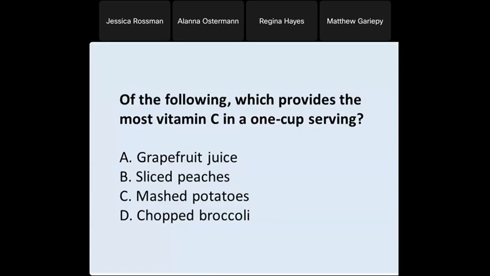So let's try out the process of elimination. You may not know much about this topic, but let's answer it using this strategy. Here's the question. Of the following, which one provides the most vitamin C in a 1-cup serving? A, grapefruit juice, B, sliced peaches, C, mashed potatoes, or D, chopped broccoli? Does anyone see an answer that we can eliminate? If you do, please type it in the chat.